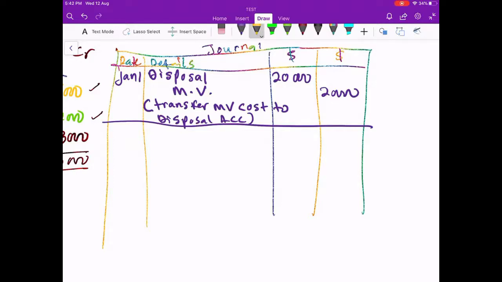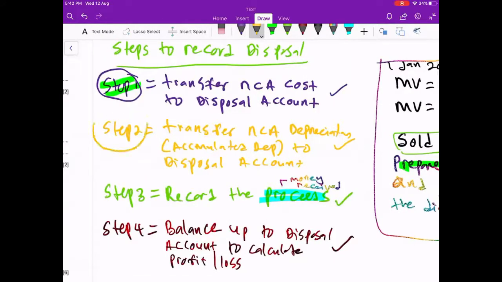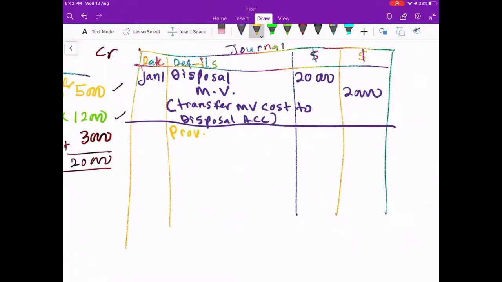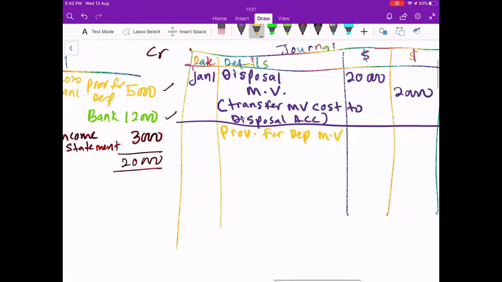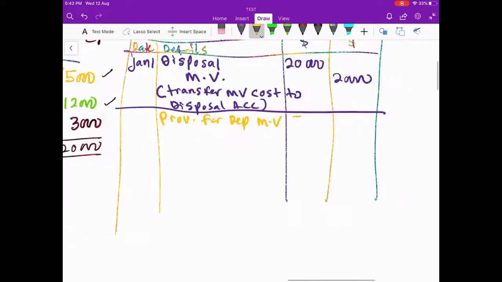Now, step number 2. What is step number 2? Step number 2 is transfer the non-current asset depreciation, which is the accumulated depreciation, to disposal account. But the debit and credit are the other way around. You will debit the provision for depreciation of motor vehicle. How much is your provision for depreciation motor vehicle just now? 5,000. So you write 5,000 here, and then you credit the disposal account 5,000. This is step number 2.